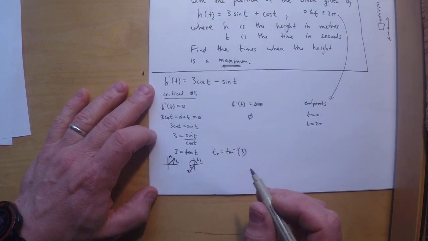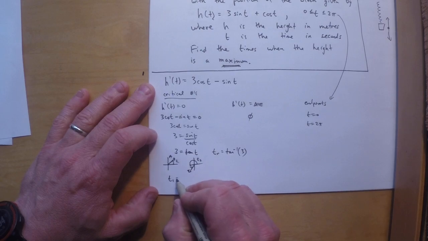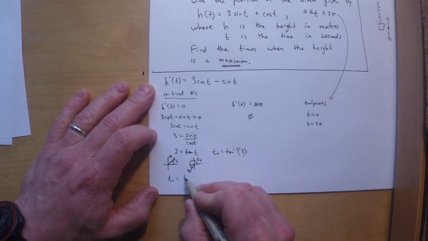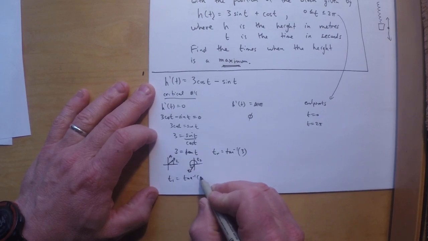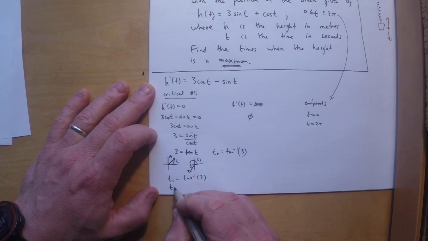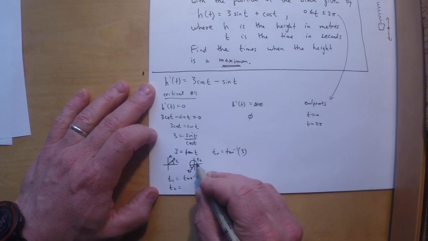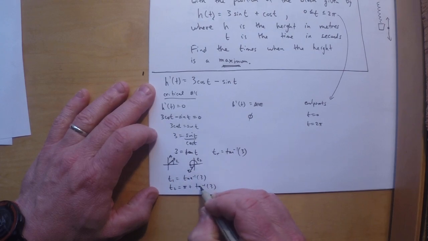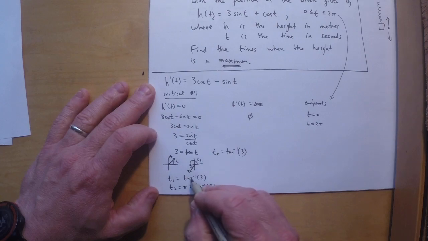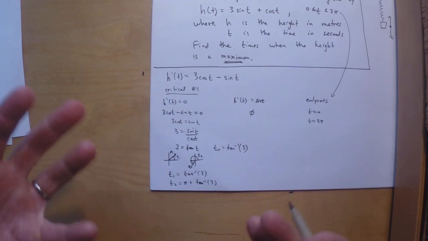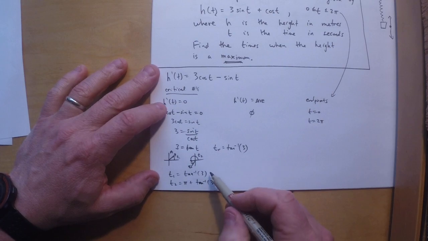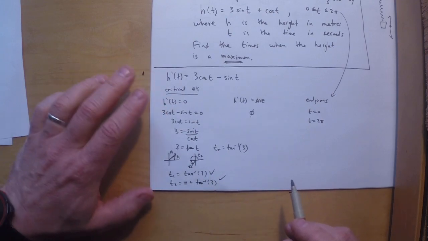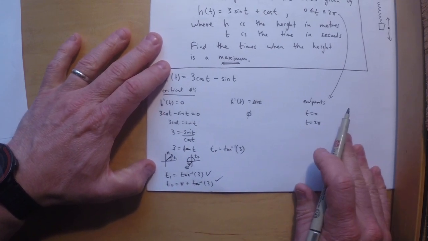Makes it easier. So what's my time 1? My time 1 is going to be this answer, inverse tan of 3. What's time 2? Time 2 is going to be pi plus the reference angle. And in university, if your prof doesn't allow you a calculator, that's how you would leave answers, so to speak. So there's my 2 potential critical numbers and my 2 endpoint critical numbers.